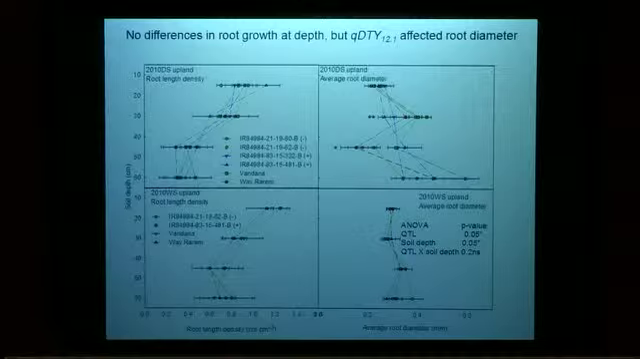However, we did see differences in average root diameter. If you remember the WinRhizo scan, it shows all the fine roots and the coarse roots all together. If you average the diameter of all of those roots, that's what this number is. So we were seeing some differences in average root diameter.